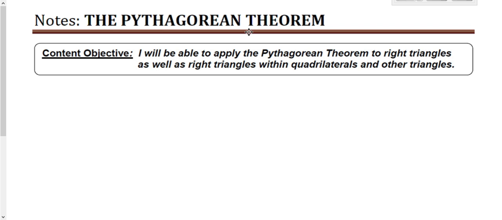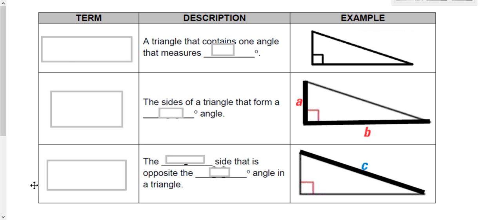Today we'll be looking at a thing called the Pythagorean theorem. It deals with right triangles and their sides. You'll be able to apply the Pythagorean theorem to right triangles as well as right triangles within quadrilaterals and other triangles.